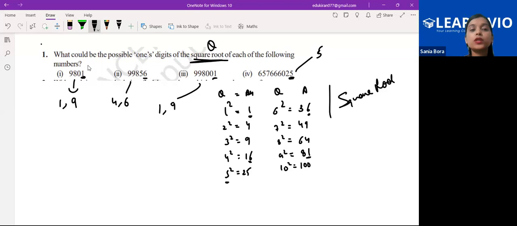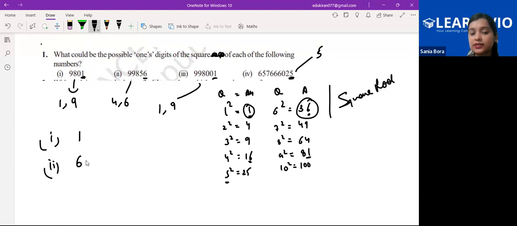Okay. Now, students, the same scenario. If instead of square root, I would have asked you square, then my answer for the first one would be the square. 1 square is 1, so I would write 1. Then second, 6 square is 36, so I would write 6. Okay. 5 square is 25, so I would write 5.